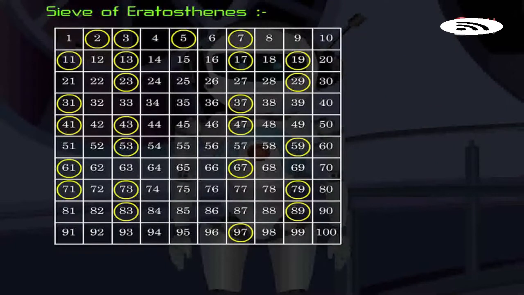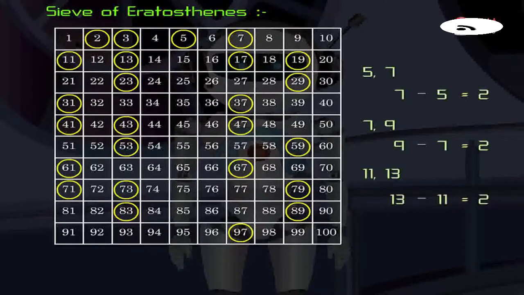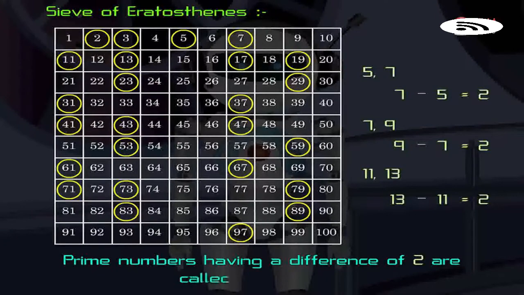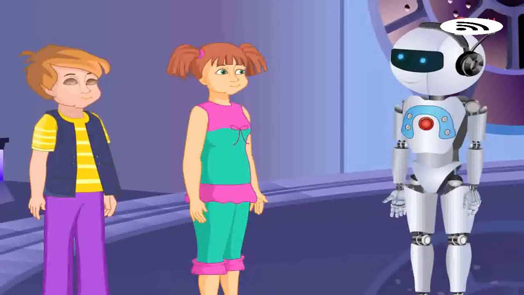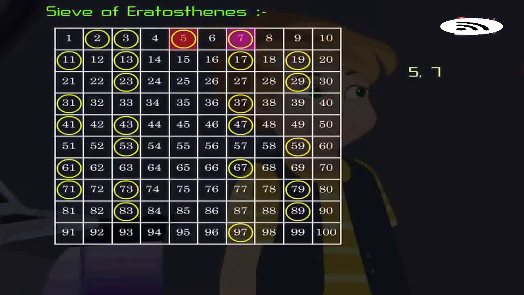Look at this pair of numbers, 5 and 7, 7 and 9, 11 and 13, etc. These pair of numbers is prime and the difference between them is 2. Such numbers are called twin primes. Prime numbers having a difference of 2 are called twin primes. Can you find all the twin primes from 1 to 100? 5 and 7, 11 and 13, 17 and 19, 41 and 43, 71 and 73.